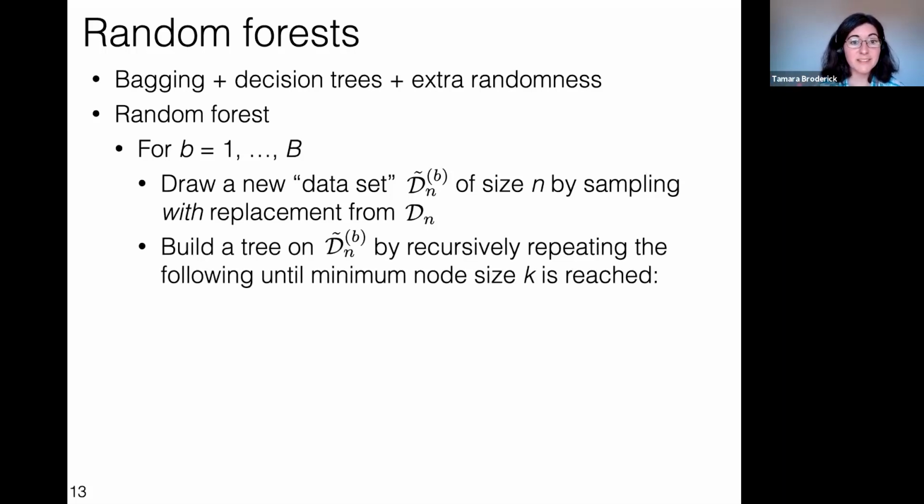Okay, here's the part where we make this about trees instead of a general regressor. When we were doing general bagging, this could be any predictor. Now we're just speaking specifically about trees. We're going to build a tree on the random data set by recursively repeating a number of steps until the node size k is reached.